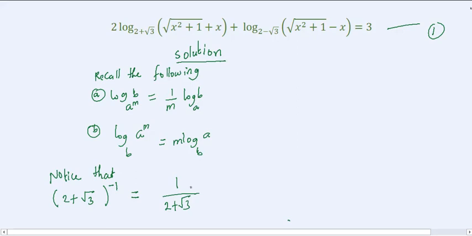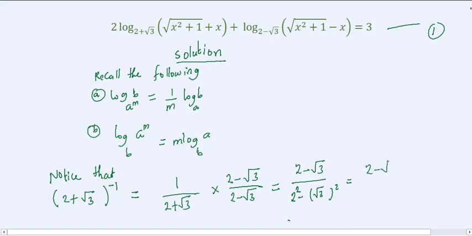According to the law of indices, then I rationalize by multiplying both numerator and denominator by its conjugate. The conjugate of the denominator is 2 minus root 3. So this will be equal to 2 minus root 3 over, then what I have at the denominator is called difference of 2 squares. So I will have 2 squared without wasting time, minus root 3 all square. So this will become 2 minus root 3 over 4 minus 3.